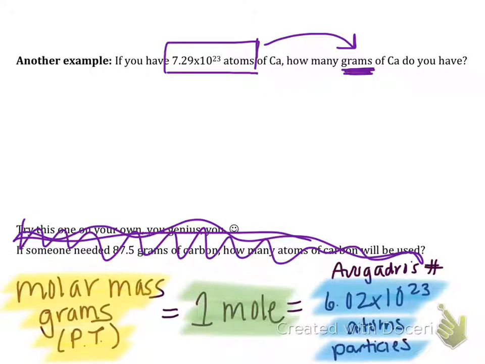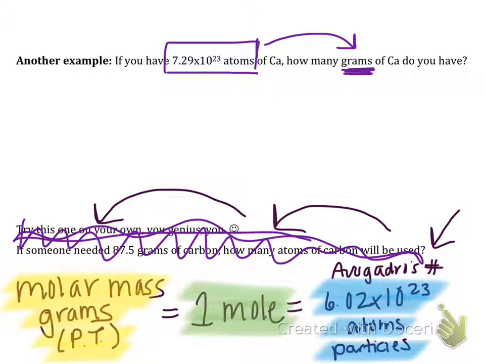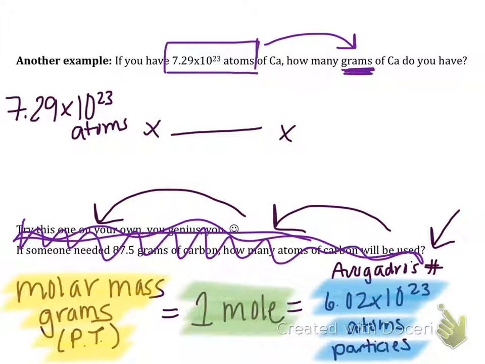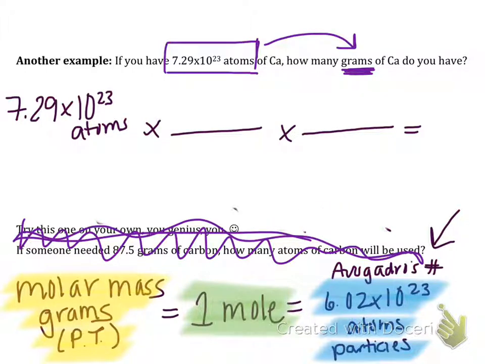Okay, so I wrote the mole map down here so you can follow along, but we are starting here, right, with atoms, and we need to first convert to moles, and then we're going to convert to grams. So it takes 2 steps to get to the answer. Okay, so we're going to write down what we know, 7.29 times 10 to the 23 atoms. And we know it takes 2 steps to get to the answer, so you know it's going to take 2 fractions to get there.